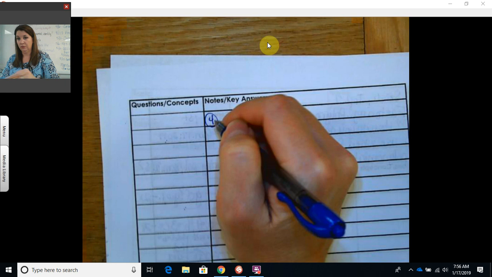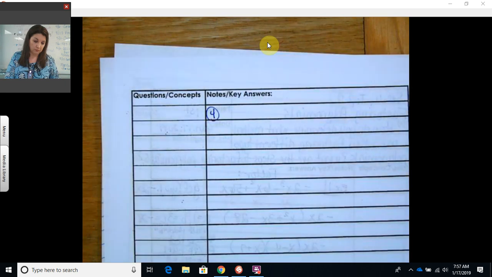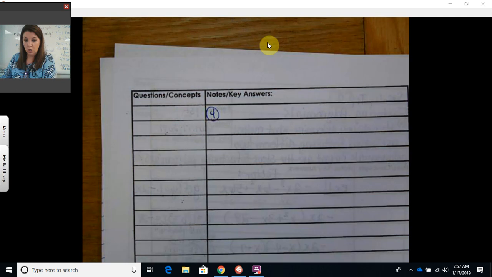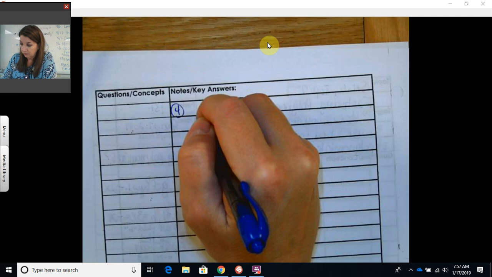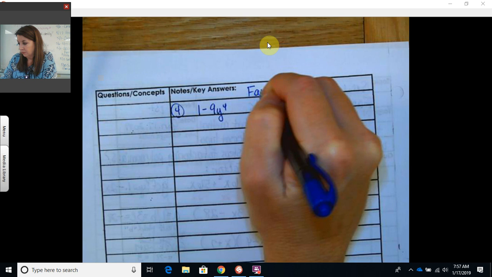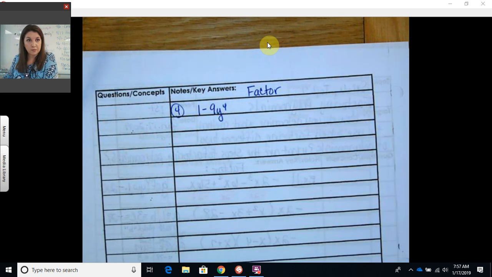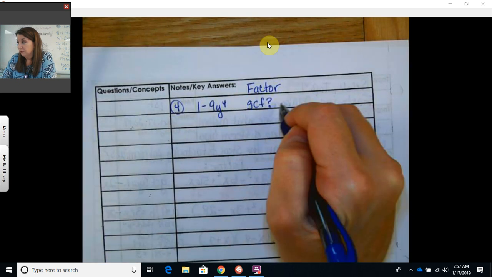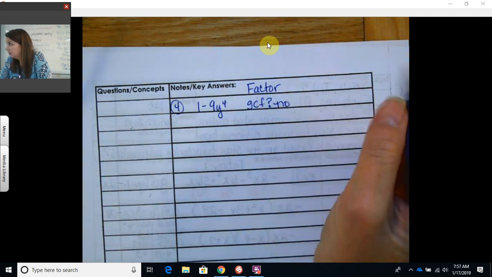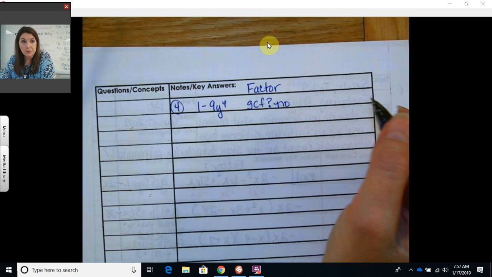Example 4. One minus 9y to the 4th. Do we have a GCF? You don't have to answer. Okay. This is to the 4th degree, so we don't do T-chart, divide, and slide.